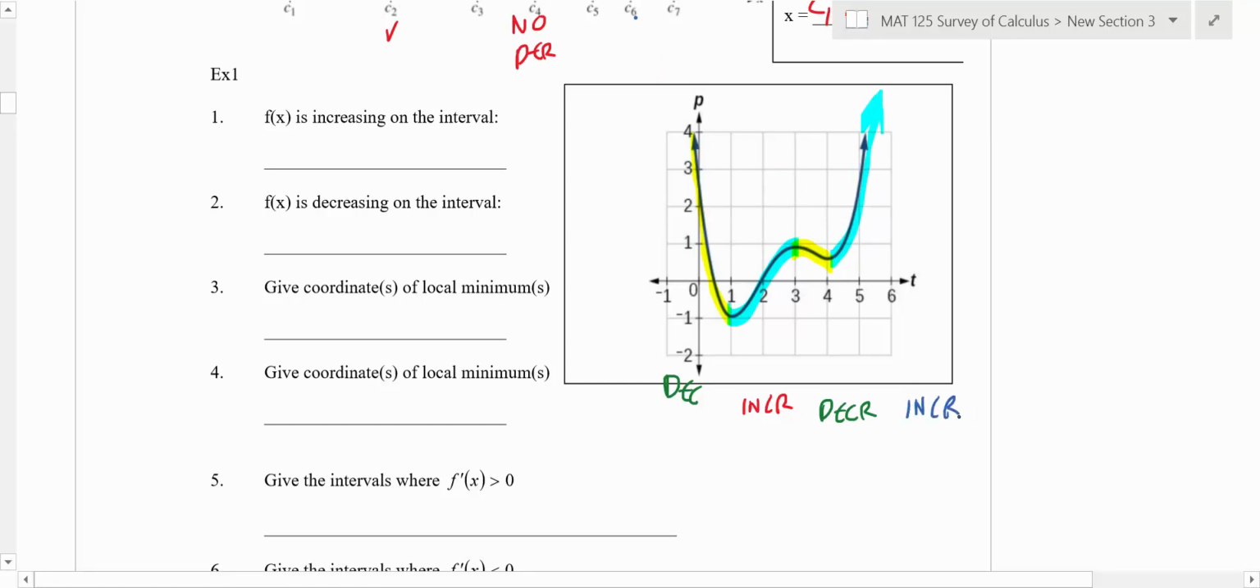Now, when you do intervals, you always want to use x values. That's real important. So if I want you to give me an interval where you're increasing and decreasing, you write interval notation, but you use x values. Increasing, that would be what I highlighted in blue. Where is it from? 1 to 3. Good. And then union 4 to infinity.